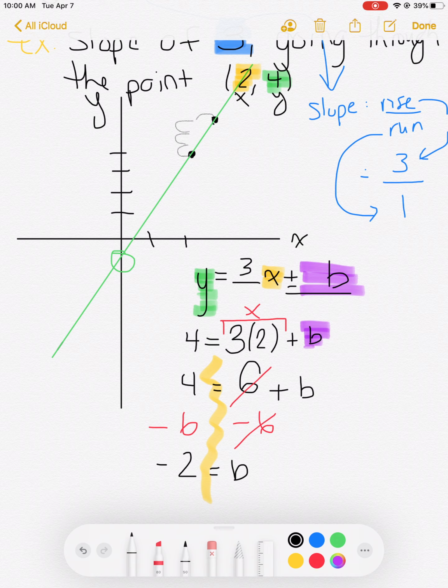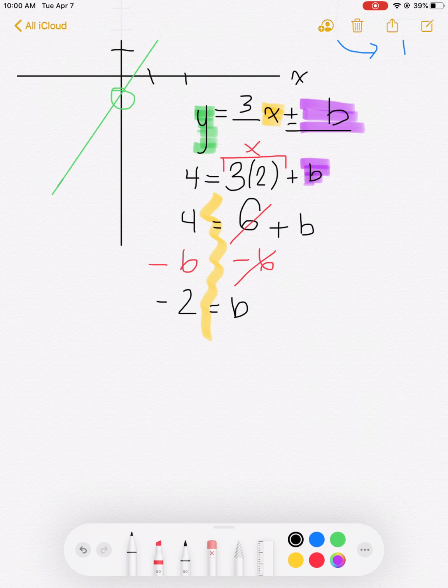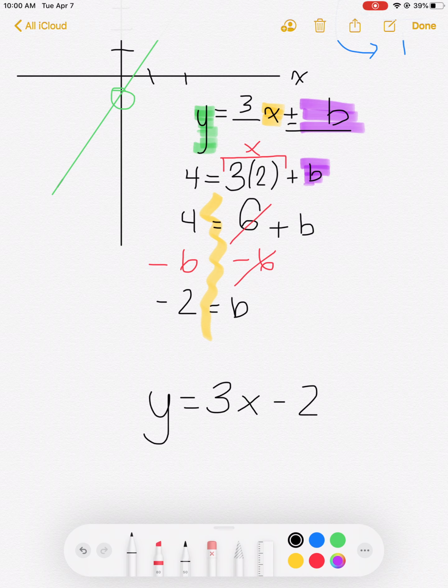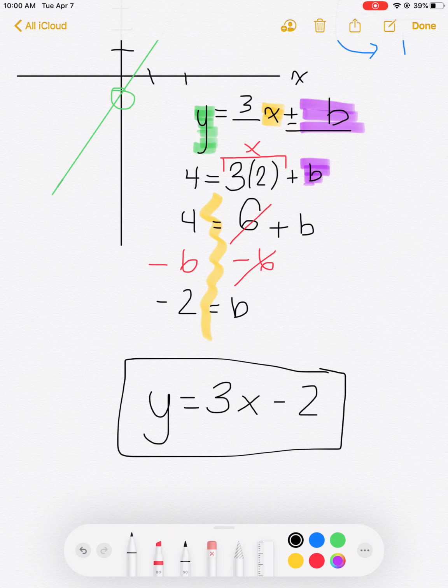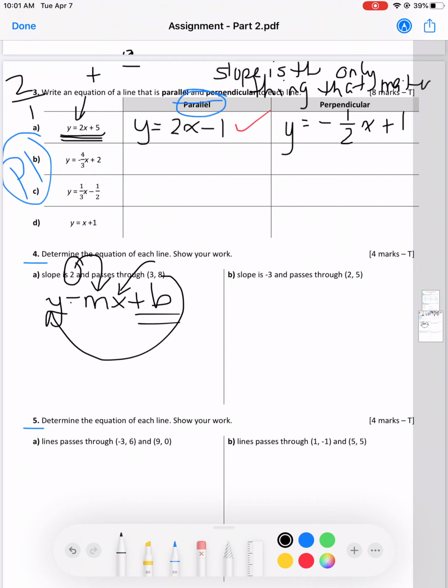So, what's my equation? I'm going to rewrite it. y is equal to 3x, because we've been given that, minus 2. That's my answer. Essentially all I did was write down y is equal to mx plus b. I subbed in my slope, I subbed in my x, subbed in my y. I solved for b.